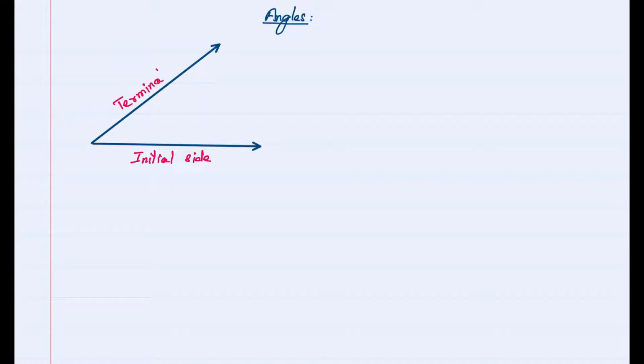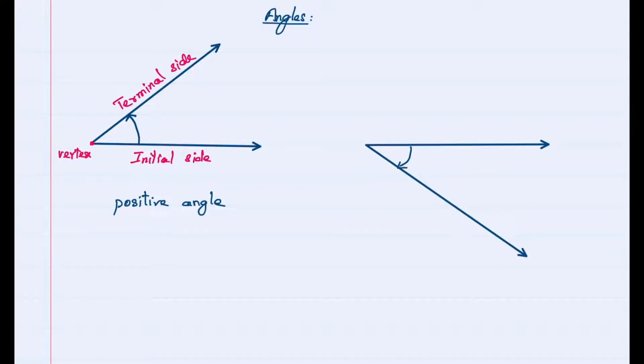Let us learn about angles. We know that an angle is a figure formed by two rays called the sides of an angle, sharing a common point called the vertex. This is called the initial side, this is the terminal side, and the common point is called the vertex. If the angle is measured starting from the initial side in the counterclockwise direction, the angle will be positive. Whereas if the angle is measured in clockwise direction, then the angle will be a negative angle.